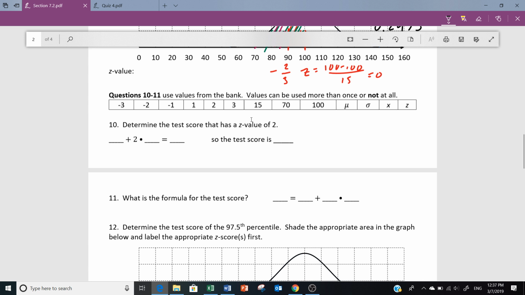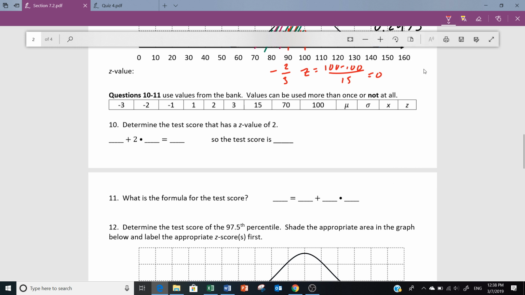So let's go ahead and write down. Good, and that's correct, very good. 100 plus. Good, it's 100 plus 2 times 15. You guys are doing really, really good. You don't need to worry about extra credit.